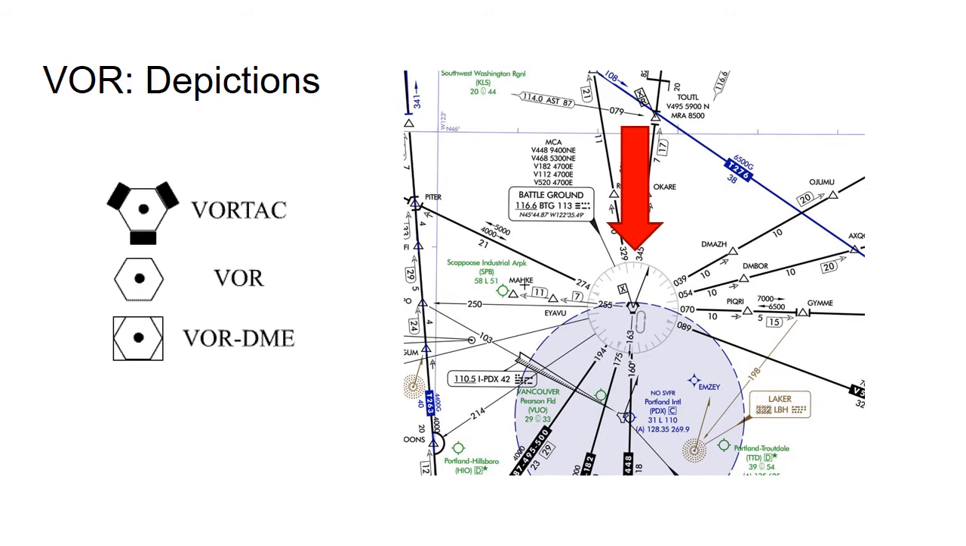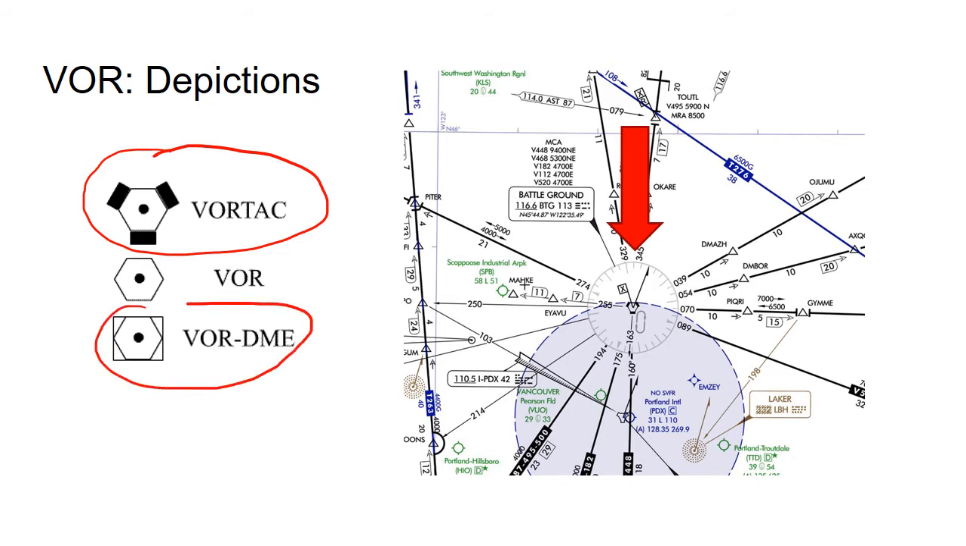There are three types of VORs depicted on maps, as shown by the symbols here. The VORTAC and the VOR DME both support DME equipment. DME stands for Distance Measuring Equipment, and that equipment gives you the distance from the station. It's common in many GA aircraft. The only difference between these two is that the VORTAC also supports some military systems that you will not be using. The middle one, or plain VOR, will not give you DME information.